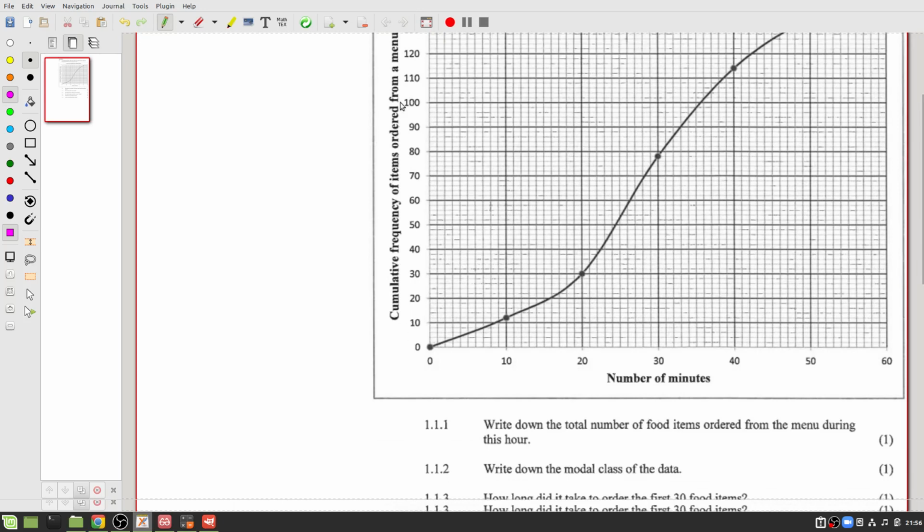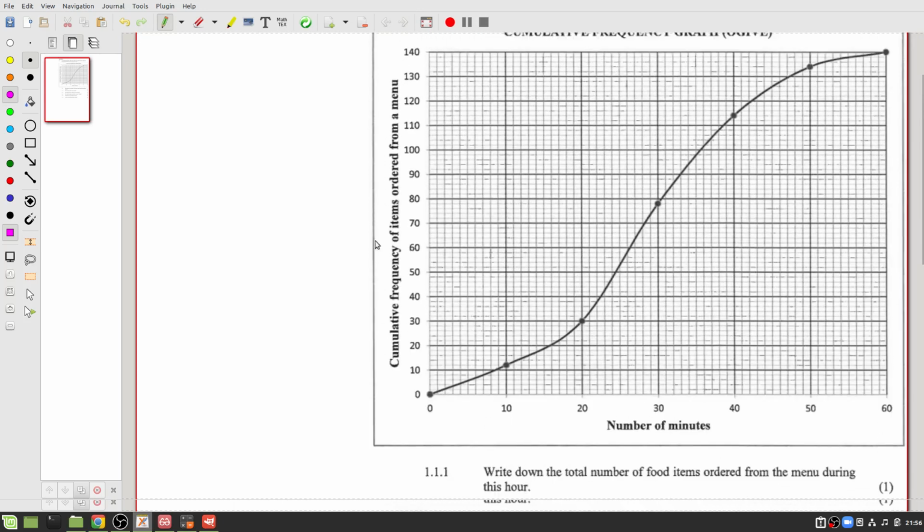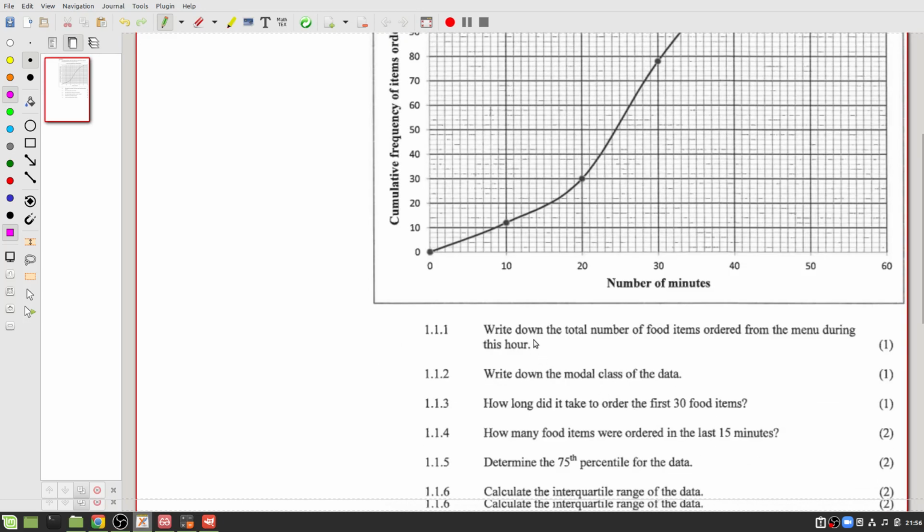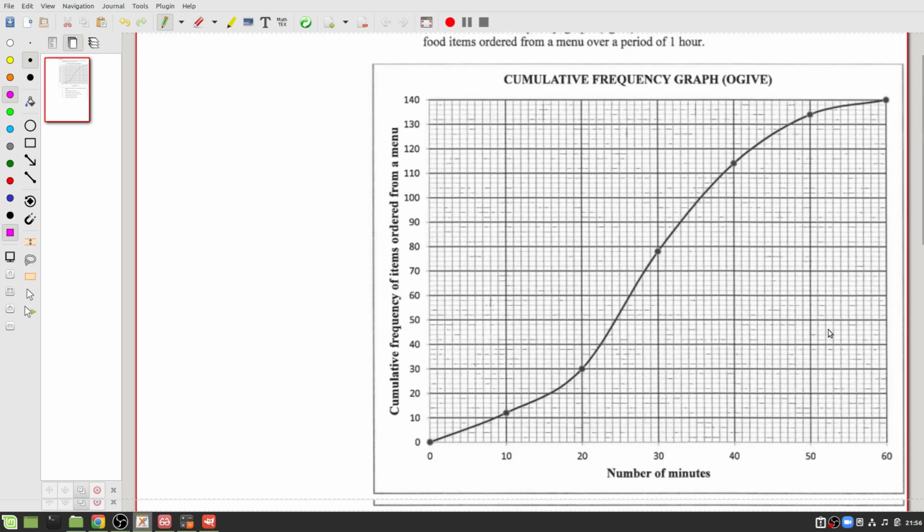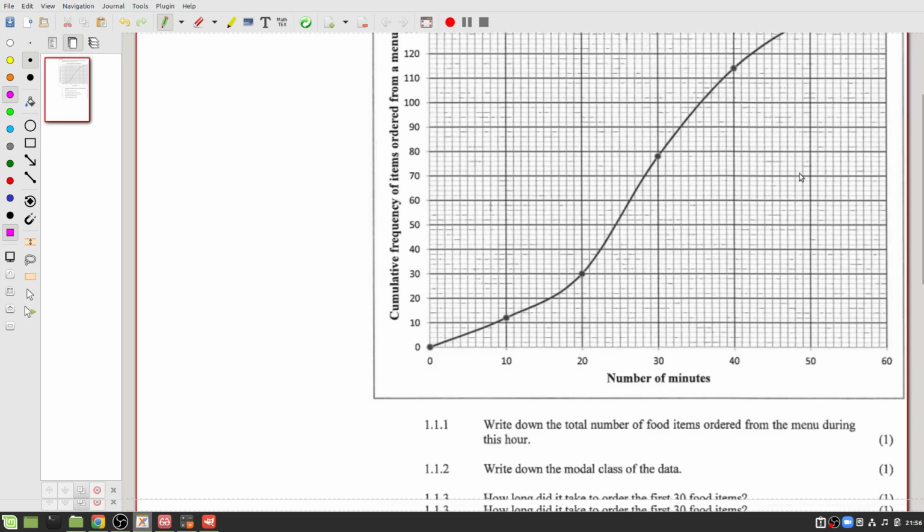Okay, so here we have the cumulative frequency on the vertical axis and the number of minutes of time on the horizontal axis. So write down the total number of food items ordered from the menu during this hour. So the total, it's cumulative, so it accumulates to the total number at the top. So that's 140, right? We can see that. So 140. That's nice and easy. We can just read that off for 1 mark.